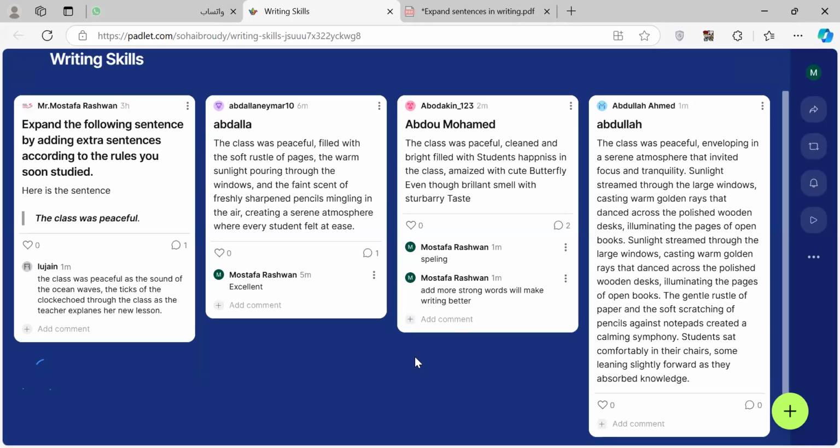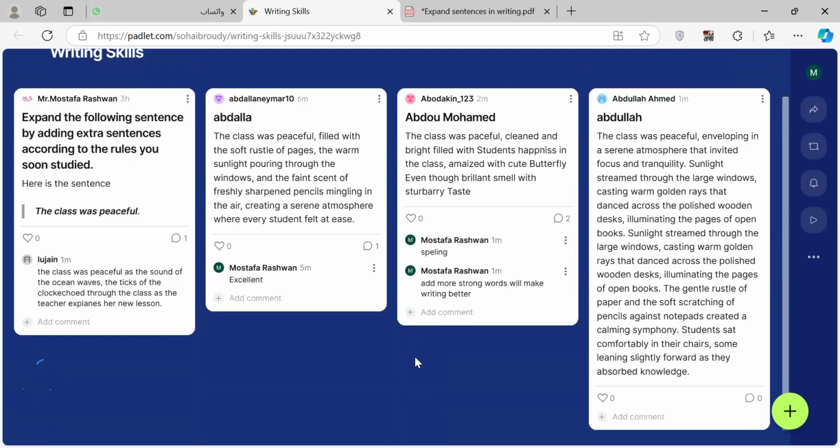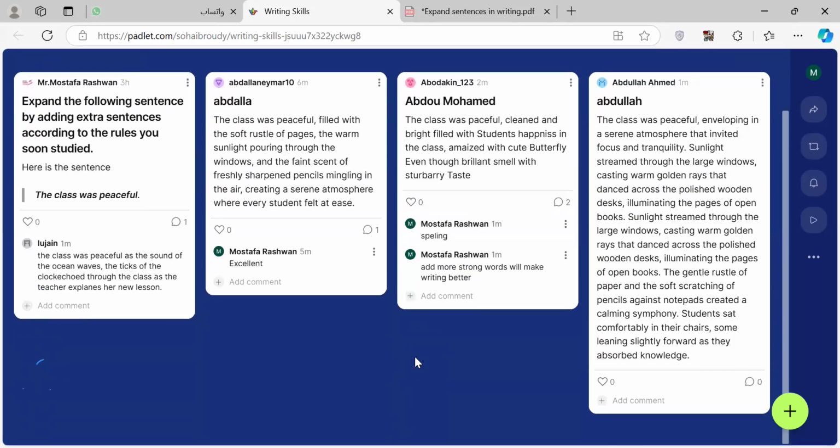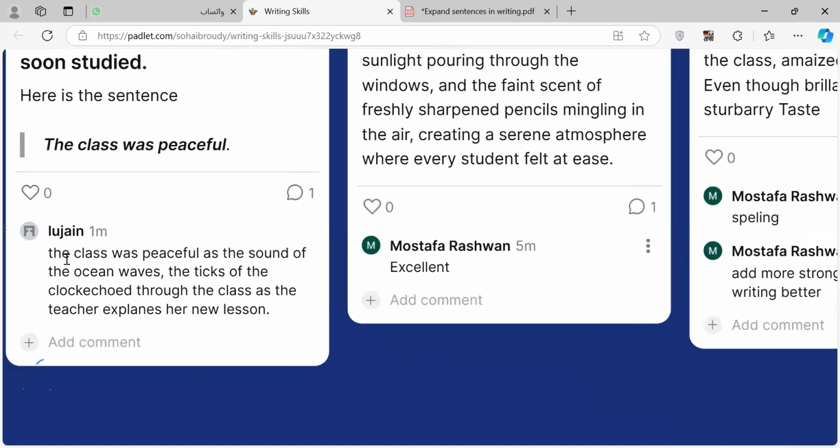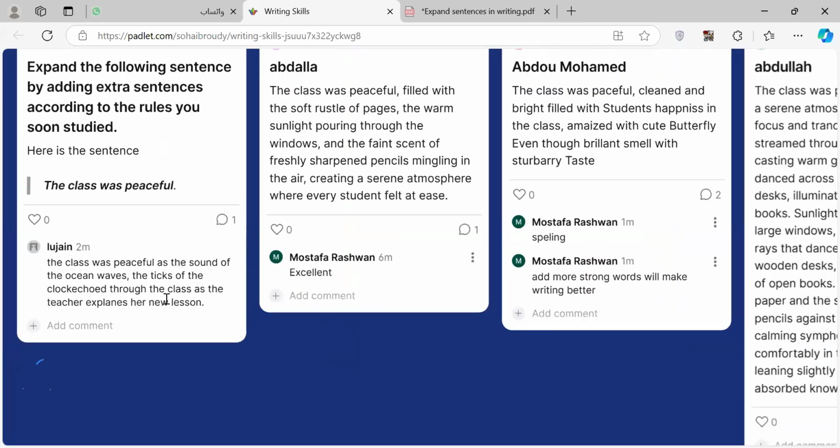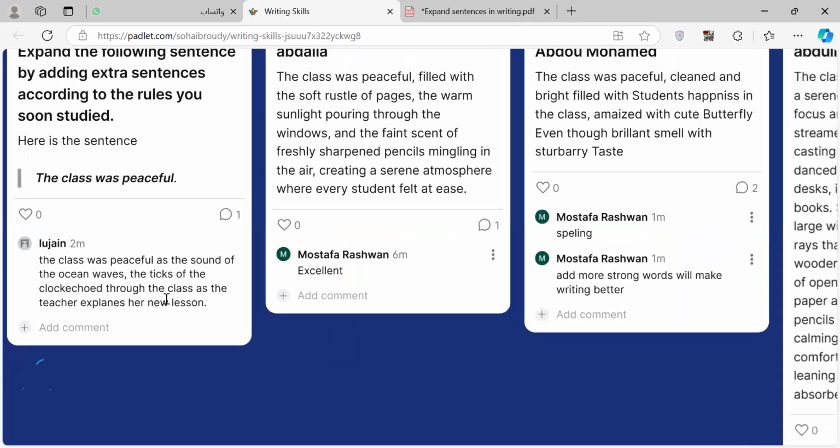I'm Lujain. Where is Lujain? This is Abdullah. Where did you send it, Lujain? The first one, I think. Here? Oh, you wrote it as a comment. Yeah. The class was peaceful at the sound of the ocean waves. The ticks of the clock echoed through the class as the teacher explained. Okay, thank you, Lujain.